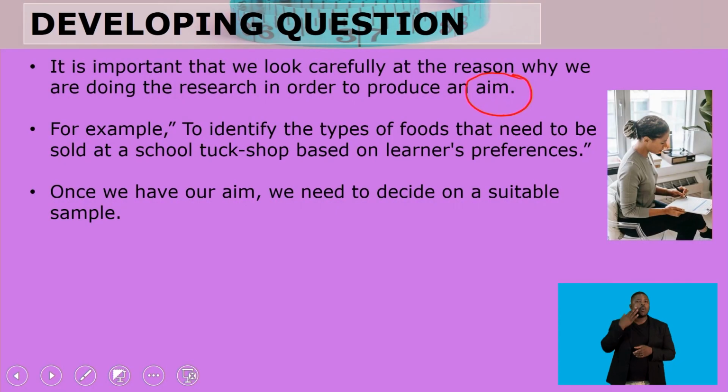Once we have our aim, we need to decide on a suitable sample. If you remember back to the definitions, a sample is basically, in a nutshell, a smaller group of people that we actually can do data handling on. Because your population, everyone, sometimes is too big. So you've got to take from the population a piece of them out and deal with them. We call that the sample. Now remember, bias again comes into effect, and we have to select these people carefully to avoid bias. Like I said, bias could be intentional or unintentional. You've just got to be very careful there.